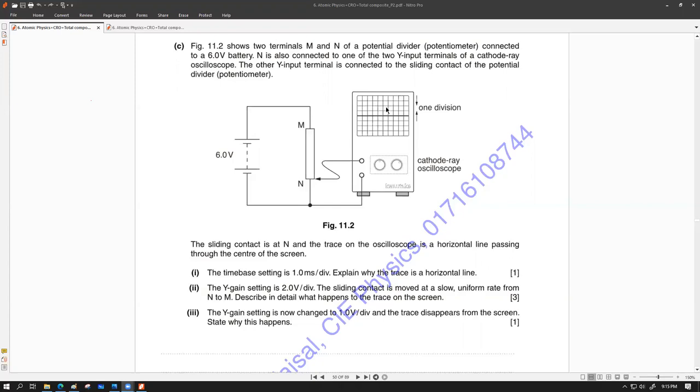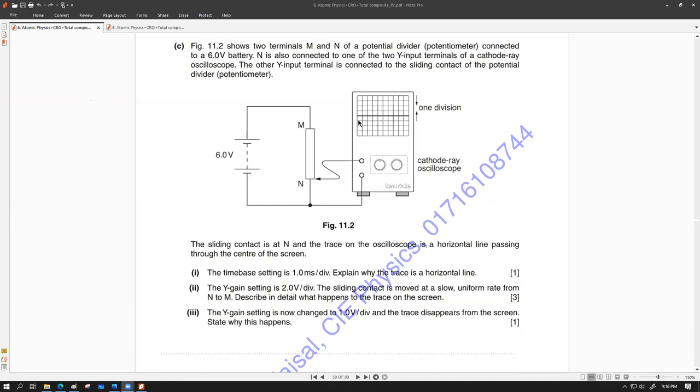You have to understand these things are happening consecutively. So first this was at the x-axis. Then you do this one, so it reaches up over here. Then you don't change anything over here, so currently the slider is located over here. Then you simply change the Y-gain to 1 volt per division, and the trace simply vanishes.